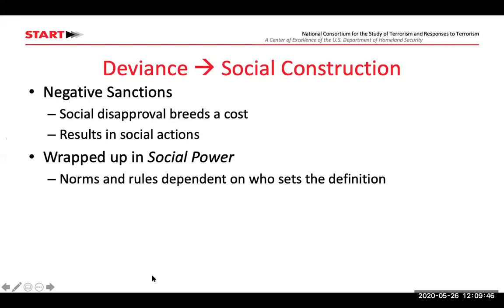All of this is then wrapped up in social power. So the norms and rules are dependent on who sets the definitions. So what the laws are, how those laws shift and change, how the rules shift and change, what is acceptable, what is not acceptable, all of that is bound up in who has the power to change these things.